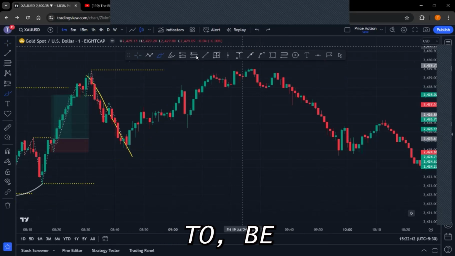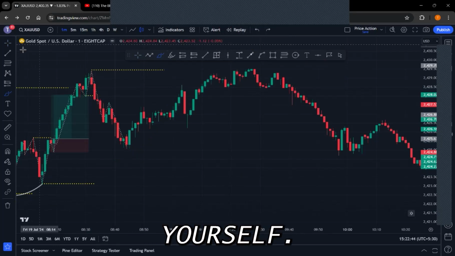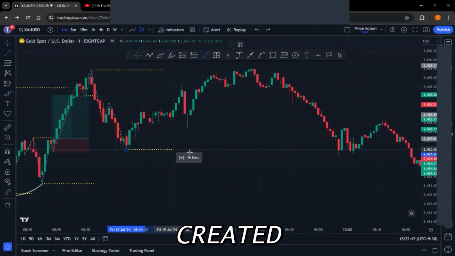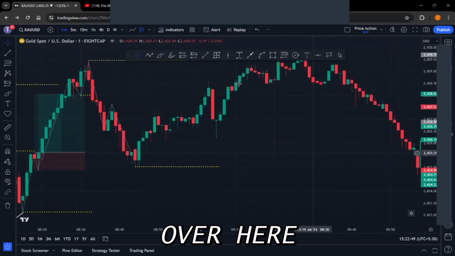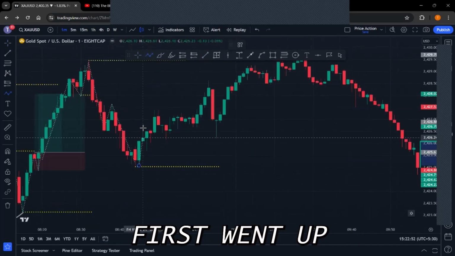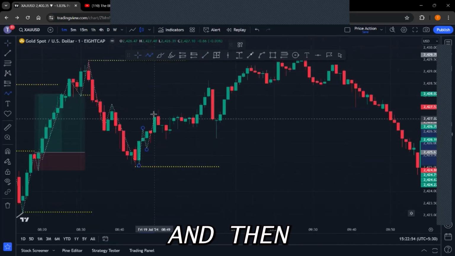Okay, this is where you need to really rebalance yourself. So from this point, what happened? The price created a support, and from this major support over here, what happened? You can see that the price first went towards the downside again and then went up again.